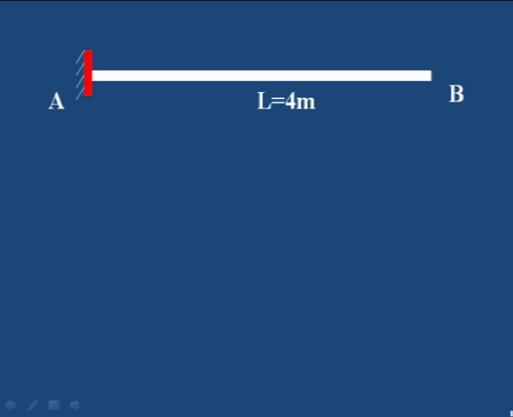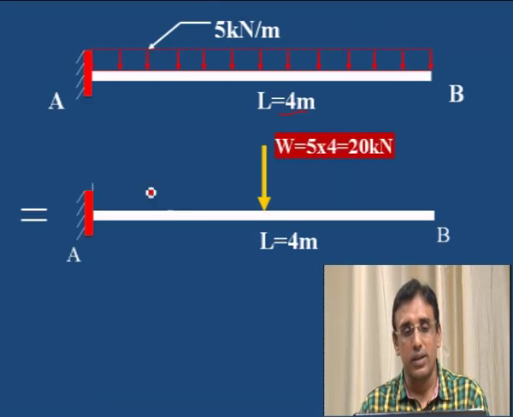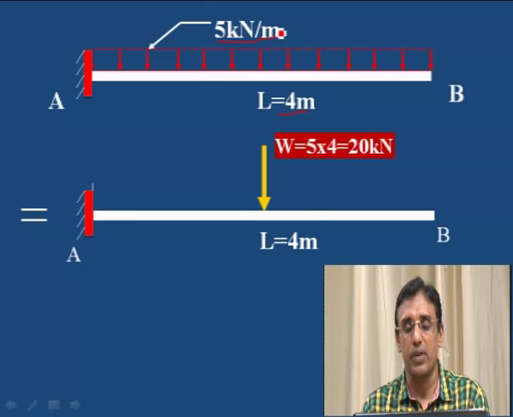Now move on to the problem which has a uniformly distributed load. This is a cantilever beam carrying a uniformly distributed load throughout its span. Span is 4 meter given and the UDL is acting from A to B. In the previous session I explained how to convert the UDL to a point load. Let us see how to convert it. See this uniformly distributed load, if you want to convert it into the equivalent point load, this is 5 kilonewton per meter multiplied by 4 meter. It is 5 kilonewton for every 1 meter it is acting.